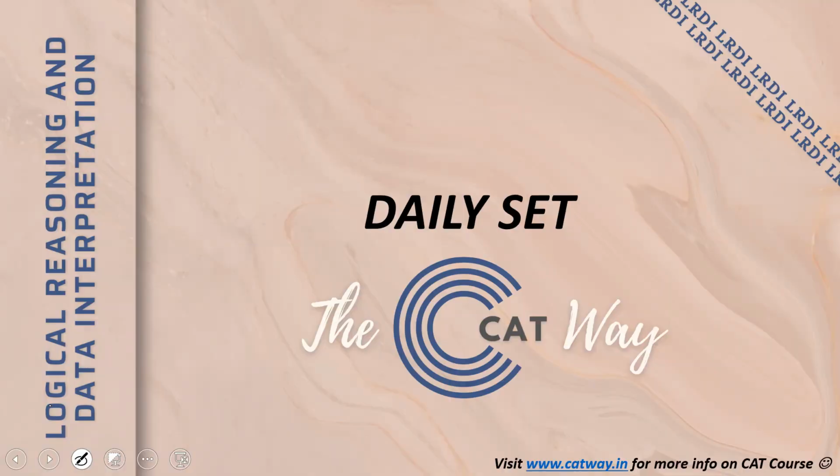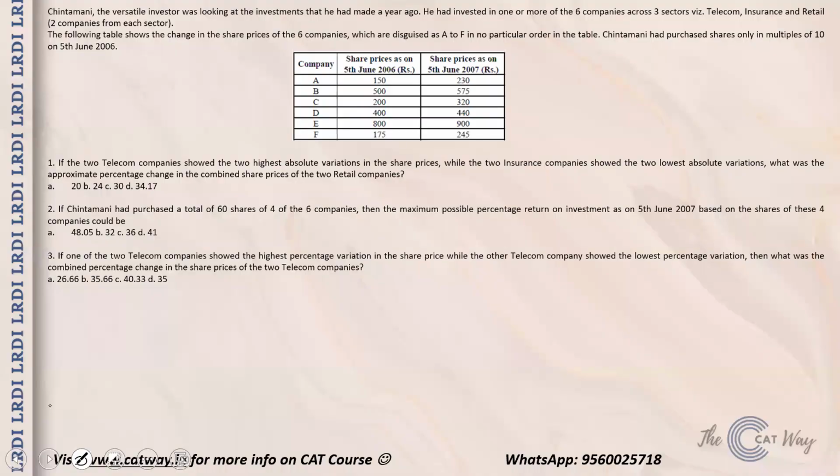Now moving on to the question that we have. So it's been given that Chintamani, the versatile investor, was looking at the investment that he had made a year ago. Now he had invested in one or more of the 6 companies across 3 sectors, that is telecom, insurance and retail, 2 companies from each sector. Now, the following table shows the change in share prices of the 6 companies, which are disguised as A to F in no particular order.